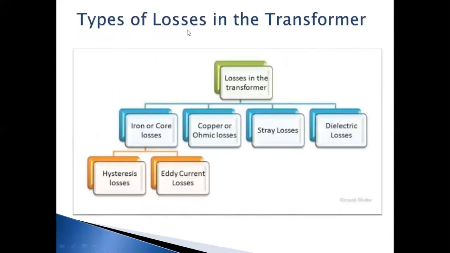So the losses in the transformer are generally iron or core losses, copper or ohmic losses, stray losses, and dielectric losses. The total losses of the transformer are divided into four parts, and the iron or core loss is divided into two parts. One is known as hysteresis loss and another is known as eddy current loss.